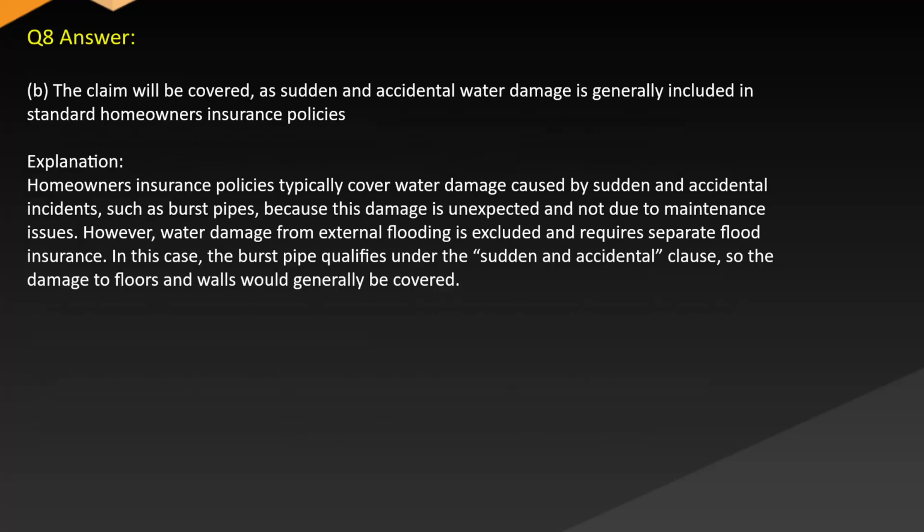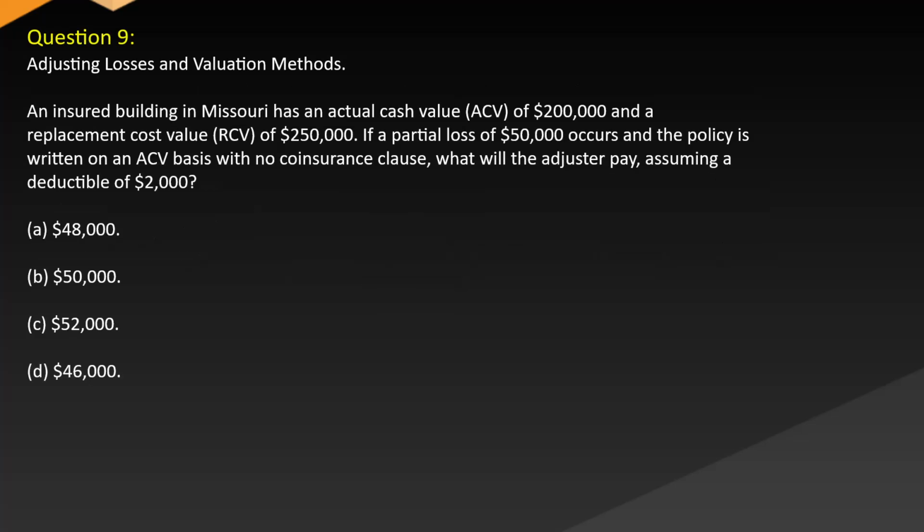Answer: B. The claim will be covered, as sudden and accidental water damage is generally included in standard homeowners insurance policies. Explanation: Homeowners insurance policies typically cover water damage caused by sudden and accidental incidents, such as burst pipes, because this damage is unexpected and not due to maintenance issues. However, water damage from external flooding is excluded and requires separate flood insurance. In this case, the burst pipe qualifies under the sudden and accidental cause, so the damage to floors and walls would generally be covered.